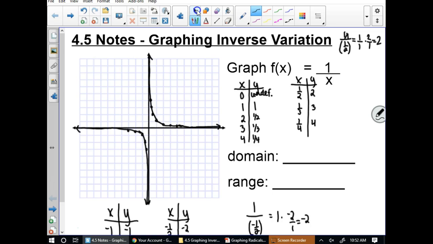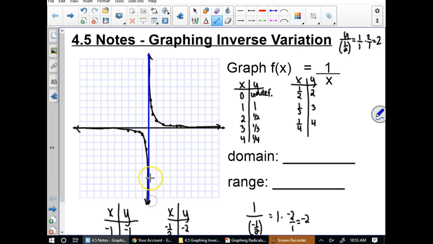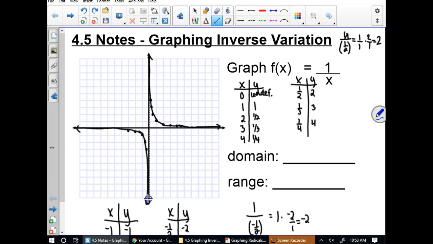Okay, so the parent graph for this, I'm not going to make you graph all of those little points because I'm not going to be able to tell the difference between your 1/2 and your 1/3 and your 1/4, just like you can't really tell that much of a difference for mine. So when we graph the parent graph for this, what I suggest doing is using a dotted line.